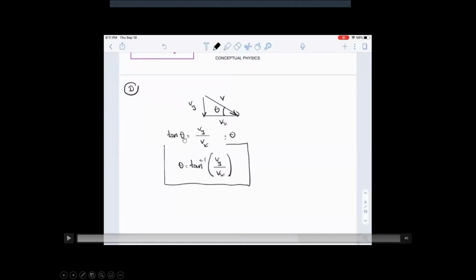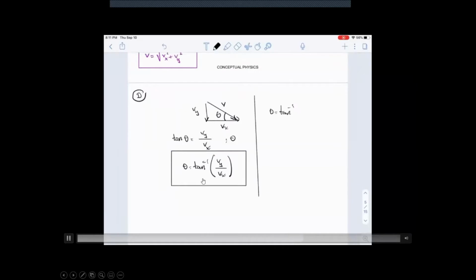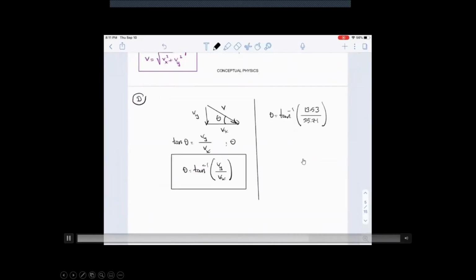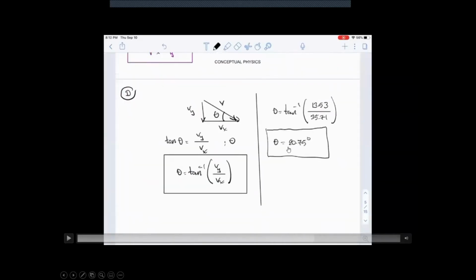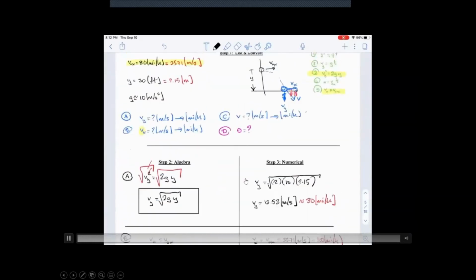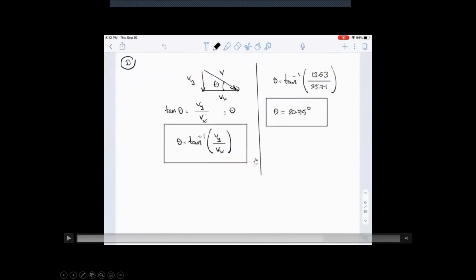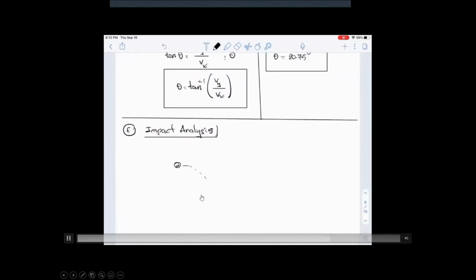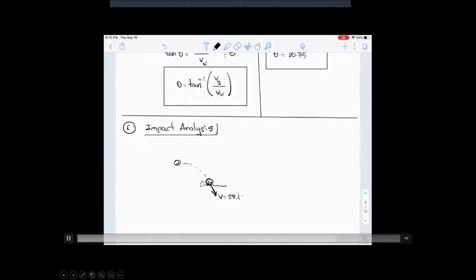So tangent is opposite over adjacent. And then you take the inverse of tangent on both sides. So this is the formula that you come up with. Now plug the numbers in, and you'll get the answer in terms of degrees. For the multiple choice section of the test, make sure that your calculators are set to degrees, not radians. Most calculators default to radians. Just remember that if you're not getting the right answer, there's a reason for it, if you don't have the right angle. All right, so for the impact analysis, I'm looking at the worst case scenario.